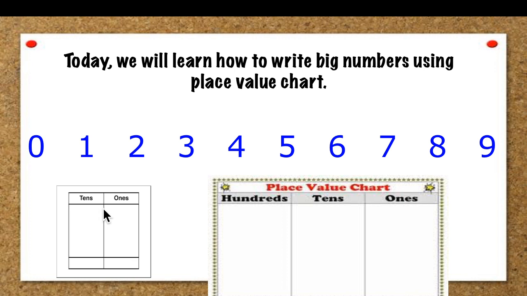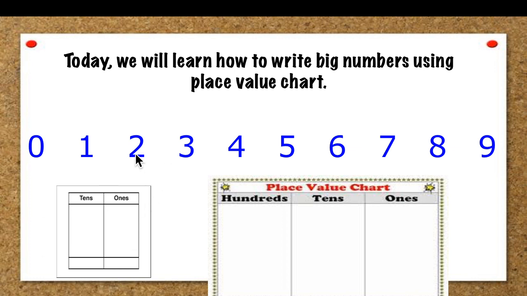Now, today we will learn how we write big numbers using this. This is called a place value chart. These numbers are called digits. From 0 to 9, all of the numbers are called digits. The thing is, boys and girls, when you're writing the digits in these boxes in a place value chart, you always have to write only one digit in one box. You cannot write two digits in one box.